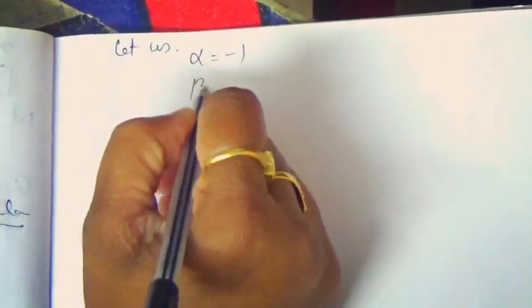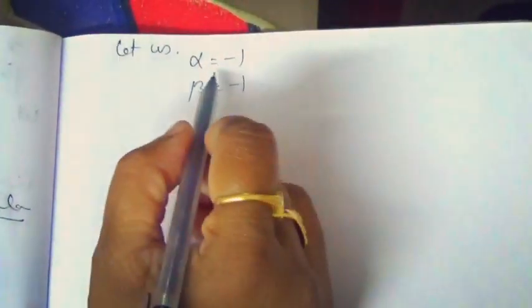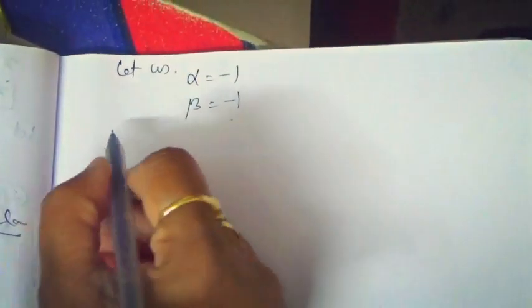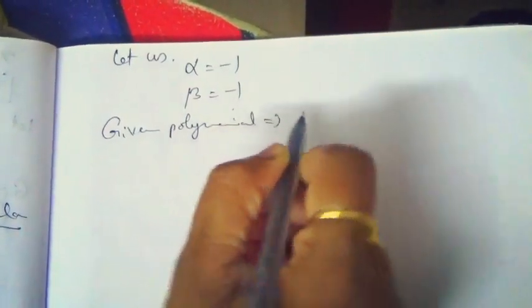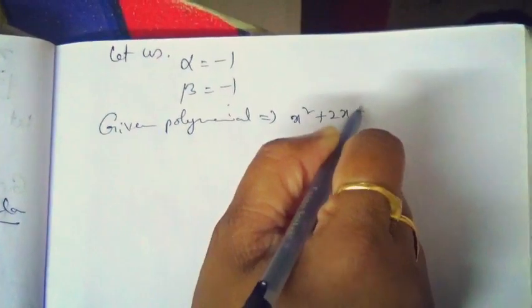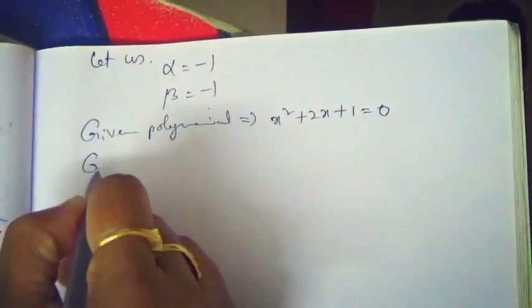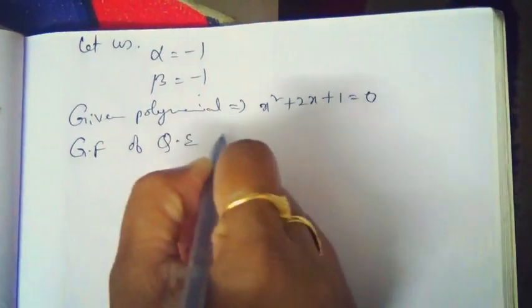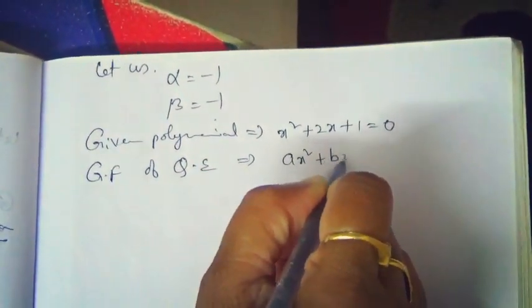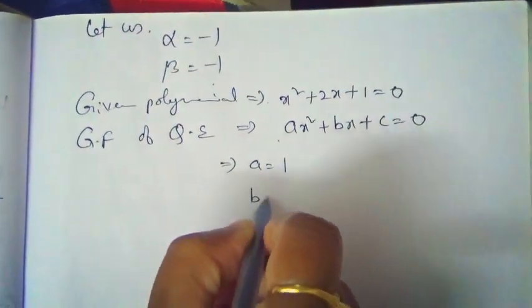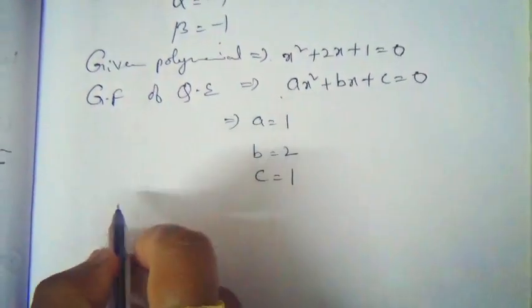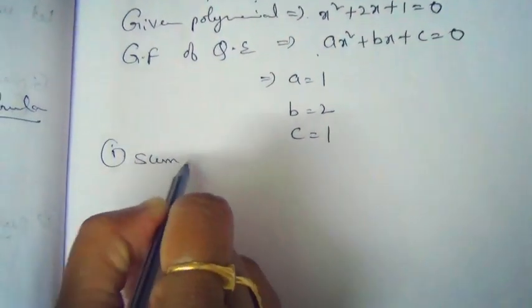So let us take alpha is equal to minus 1, beta is equal to minus 1. The given polynomial implies x square plus 2x plus 1 is equal to 0. The general form of a quadratic equation is ax square plus bx plus c is equal to 0. When you compare these two equations, a is equal to 1, b is equal to 2, c is equal to 1.